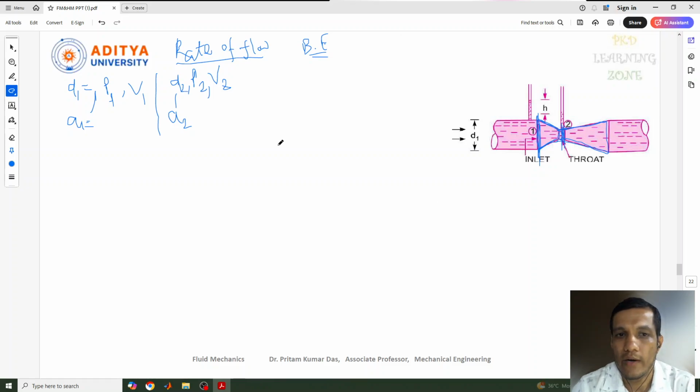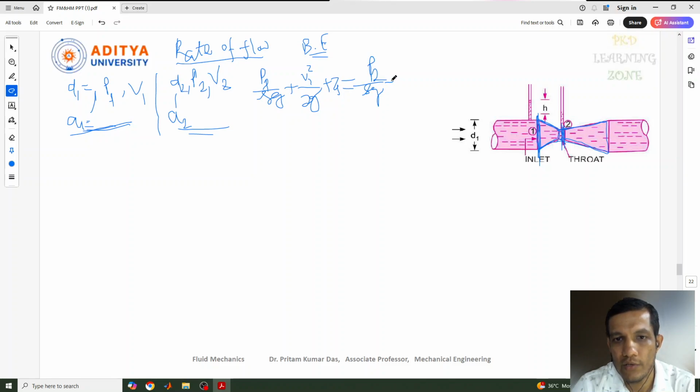Now, this is common at both sections; I have just taken these parameters. As per Bernoulli's equation, which we already derived in the previous derivations, we can write P1 by rho g plus V1 square by 2g plus Z1 equal to P2 by rho g plus V2 square by 2g plus Z2. This is the Bernoulli's equation.